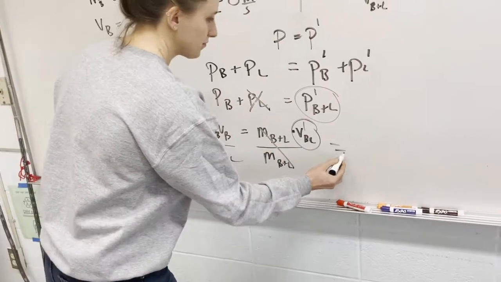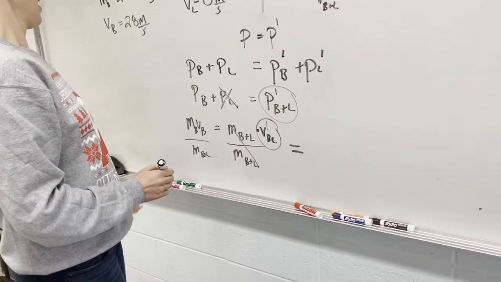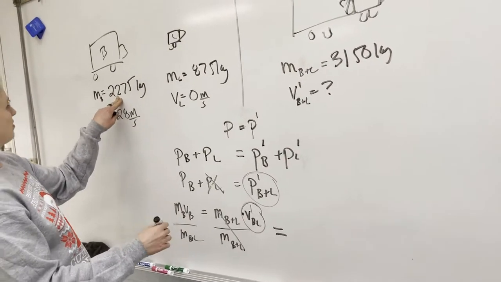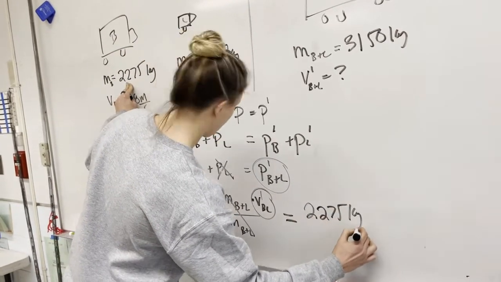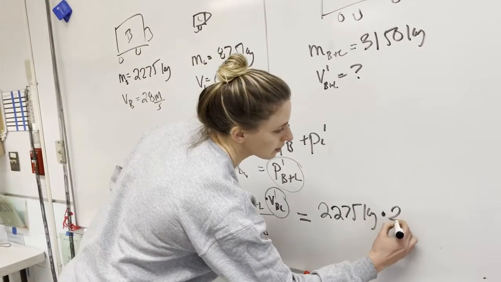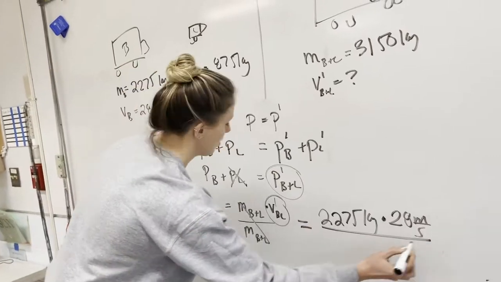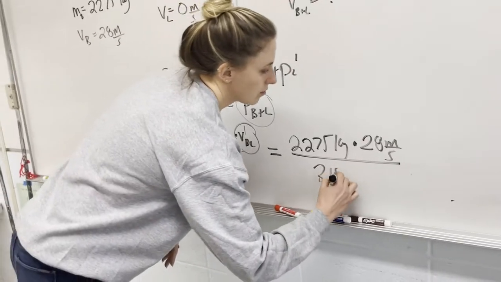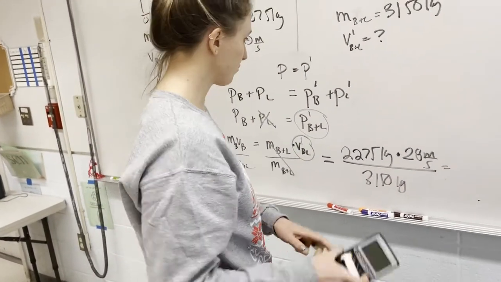Okay. Why don't you put the numbers over here on the right side? Oh yeah, that'll look more better. Okay. More room too. So the mass of B is 2275 kilograms. That's why the sketch is so helpful. Times the velocity of B, which is 28 meters per second. All divided by the mass of B plus L, which we've already calculated, 3150 kilograms.